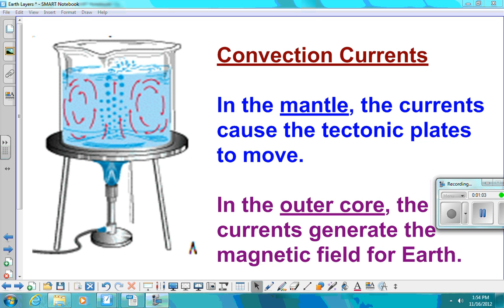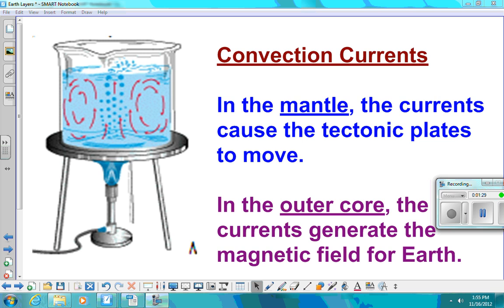Another place in the Earth's interior where convection currents occur is in the outer core. And that liquid hot metal, iron and nickel, as it's spinning, it generates a very weak but very important magnetic field for our Earth, which protects us from very harmful things, especially from the sun, like solar flares. And we'll talk more about that later on this year.